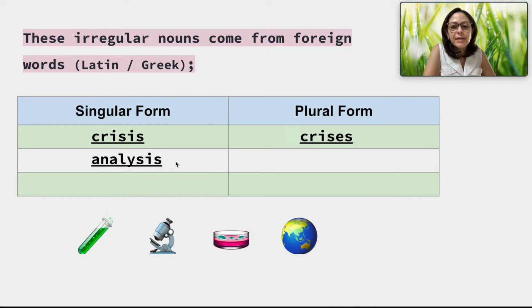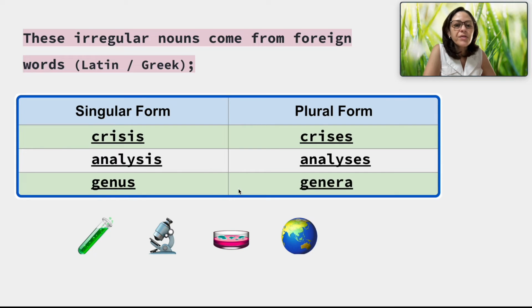Then we have analysis, singular, analysis. Its plural form, analyses. Okay, analysis, analyses. And our last word, genus. Genus, singular, plural form, genera. Okay. So guys, this is it. As I said before, there are many other words. I just selected some so we can practice a little bit.